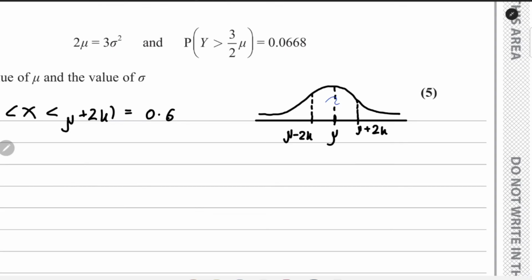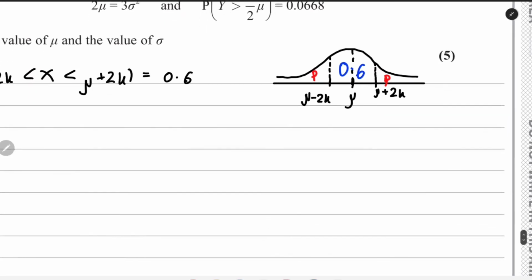So the probability inside is 0.6. The probability over here and the probability over here should be the same because of the symmetry. So p plus p plus 0.6 is 1. So p would be 1 minus 0.6 divided by 2. So this would be 0.2.